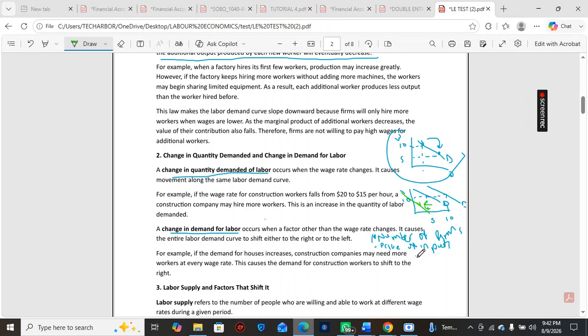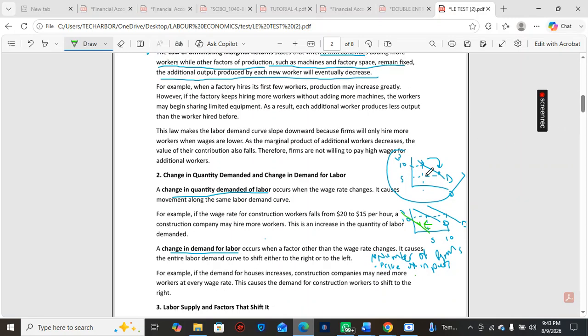Number of firms, price of other inputs, technology and equipment. What's the last one? Number of firms, price of inputs, and demand for the product. Yes. Okay, so that answers the question.